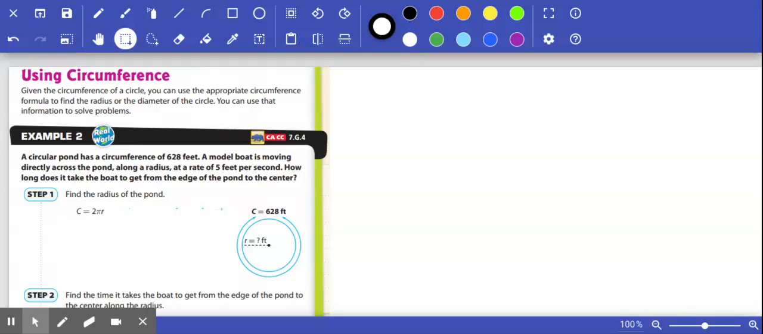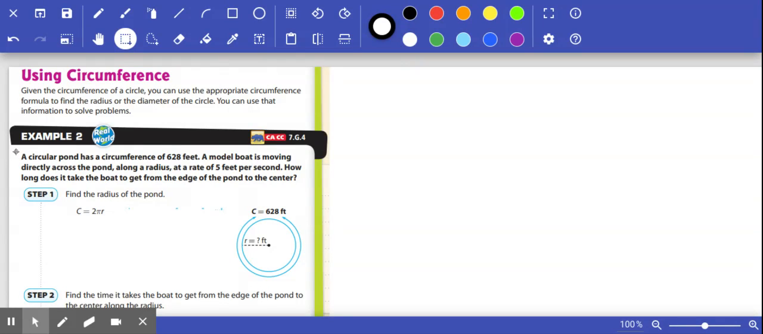Okay, this is Math 7. This is lesson 9-1. So what we're doing here is we're using circumference. In the last set of problems, we were given the radius and asked to find the circumference, but this time we're given the circumference and asked to find the radius. So we're just working in the opposite direction.